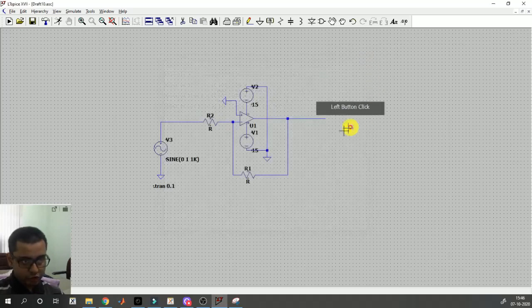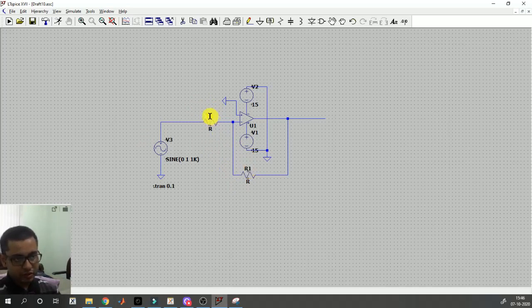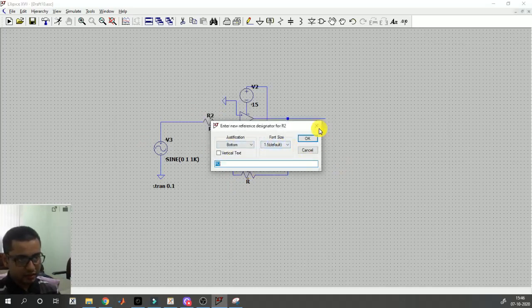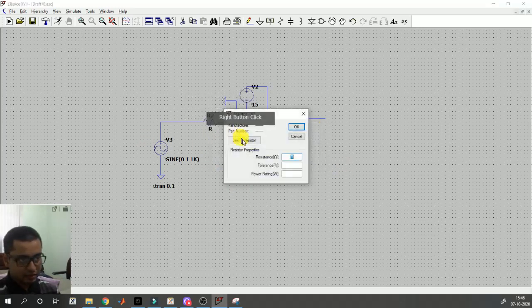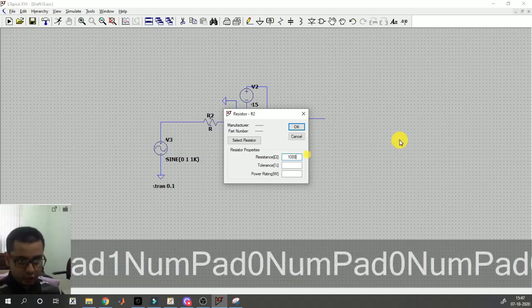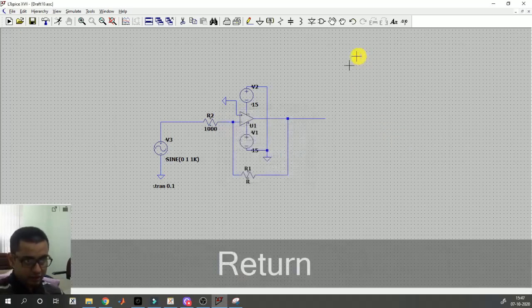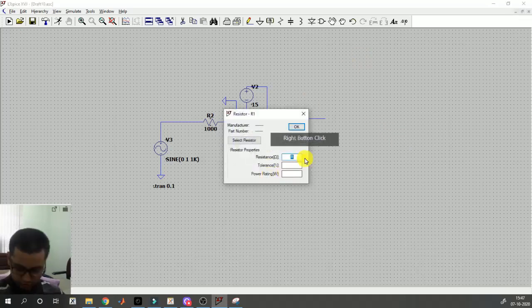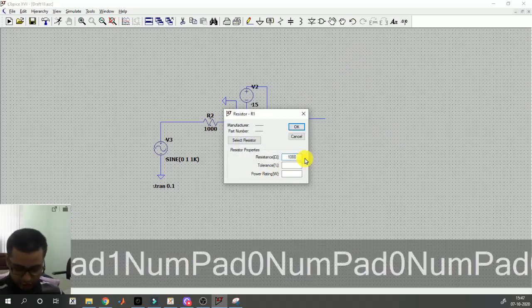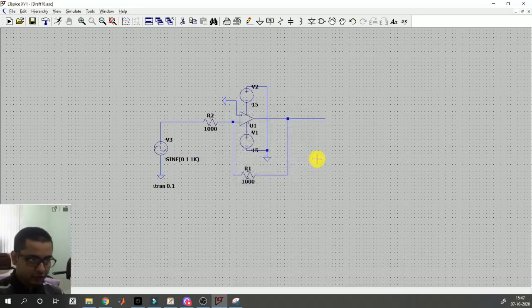I forgot to set the values of these resistances, etc. So let me right click on this resistance and set the value to say 1 kilo ohm, 1000. This one also 1000. You can take different values depending on your need.